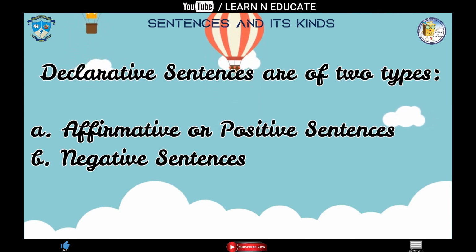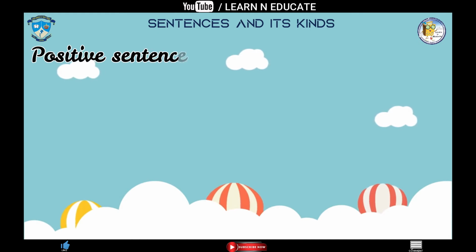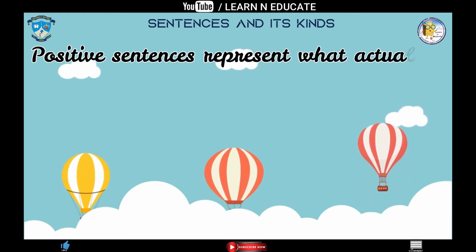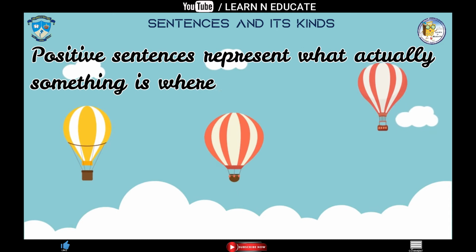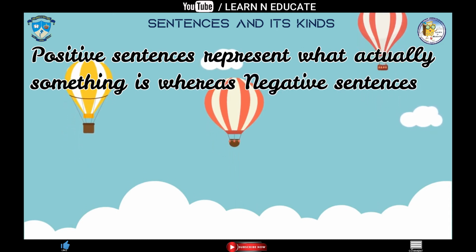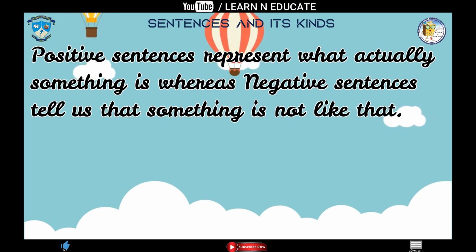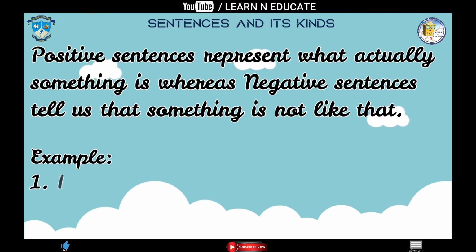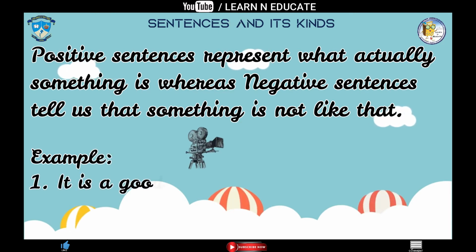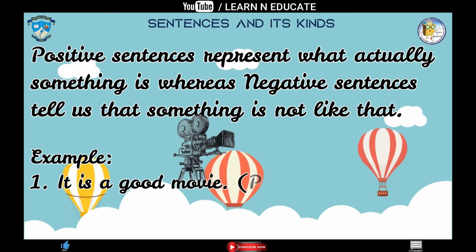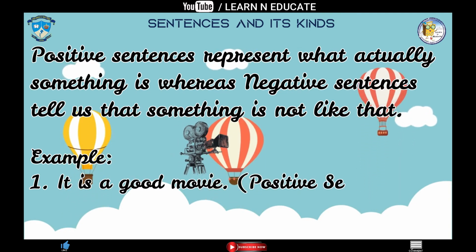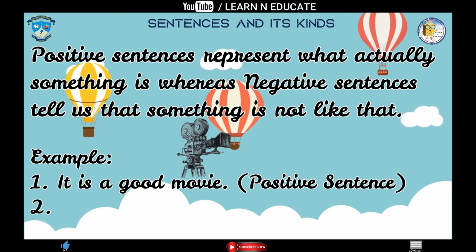Now let's see what are affirmative sentences or positive sentences and negative sentences. Positive sentences represent what actually something is, whereas negative sentences tell us that something is not like that. Let's try to understand this with examples. It is a good movie. This sentence tells us that the movie is good. So, it is a positive sentence.